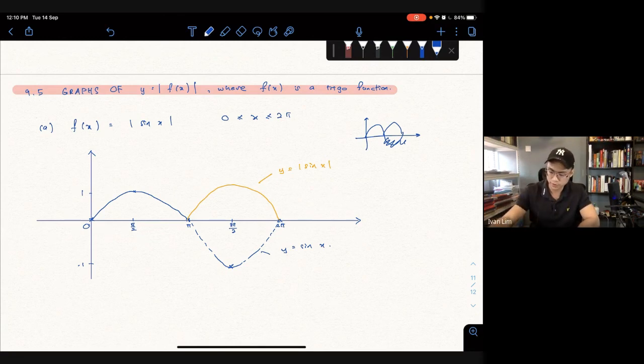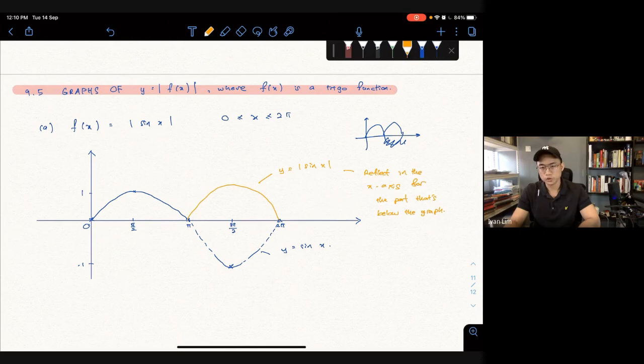What we are doing here, reflect in the x-axis for the part that is below the graph, the part that's below the graph.